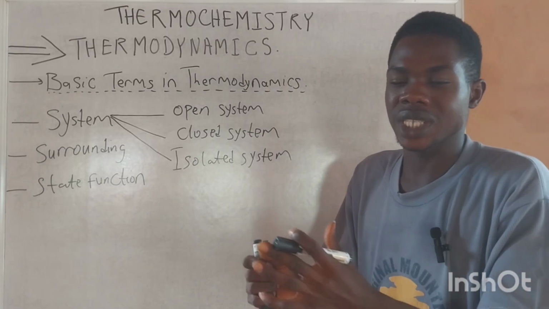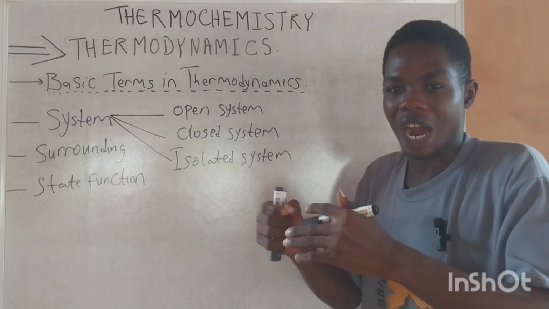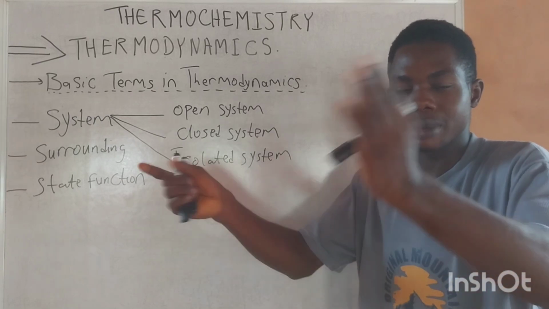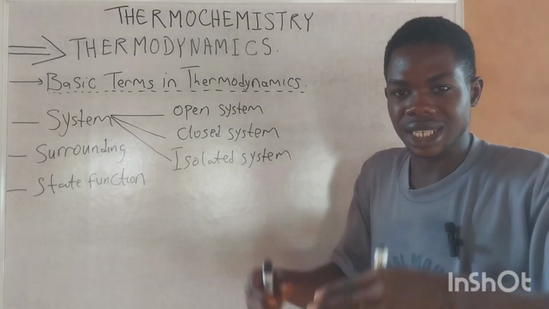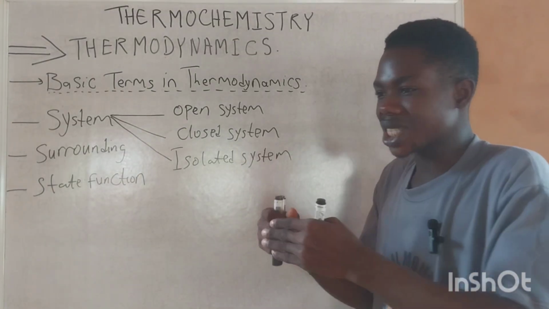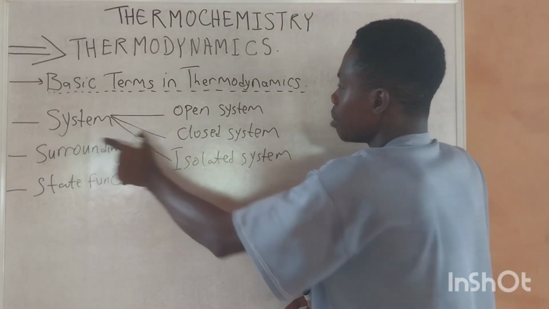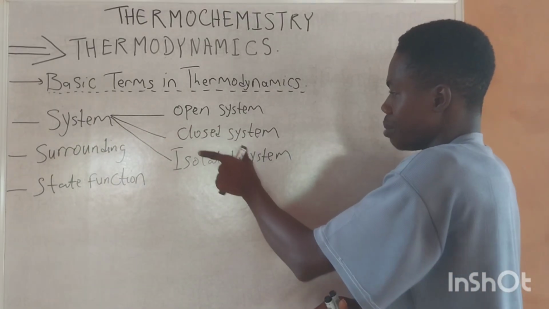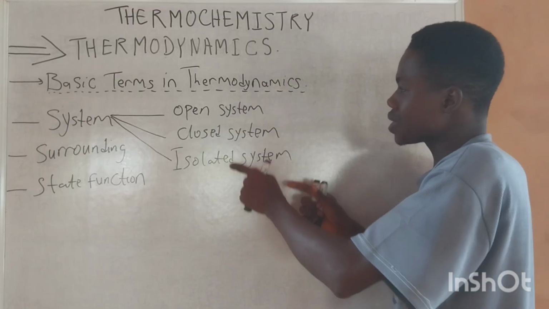Because these chemical changes cannot just occur like that. If they occur like that, part of the changes have to escape to the environment, or to the air, or to the surrounding around the system. So for these changes to occur, they need a system where they can occur. So under this system, we'll be looking at the open system, the closed system, and the isolated system.